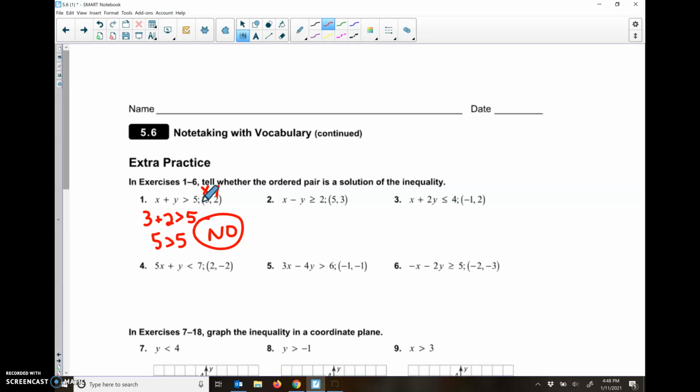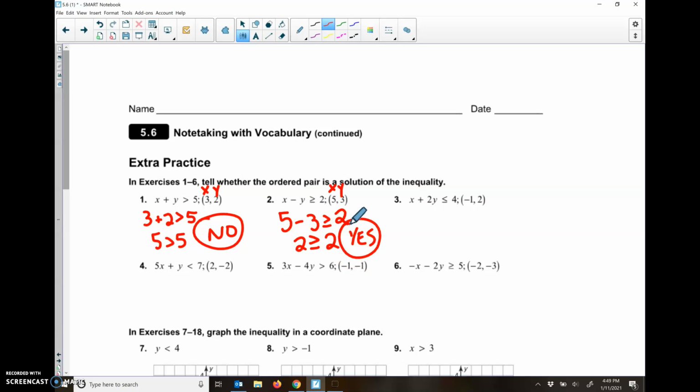If I had an equal to sign in there, then we could say yes. But 5 is not bigger than 5. They're equal to each other. Kind of like number 2. So same thing, that's x, that's y, and I have x minus y. And I have 5 minus 3 is greater than or equal to 2. 5 minus 3 is 2. So yes, 2 is greater than or equal to 2. So that's going to be a yes.